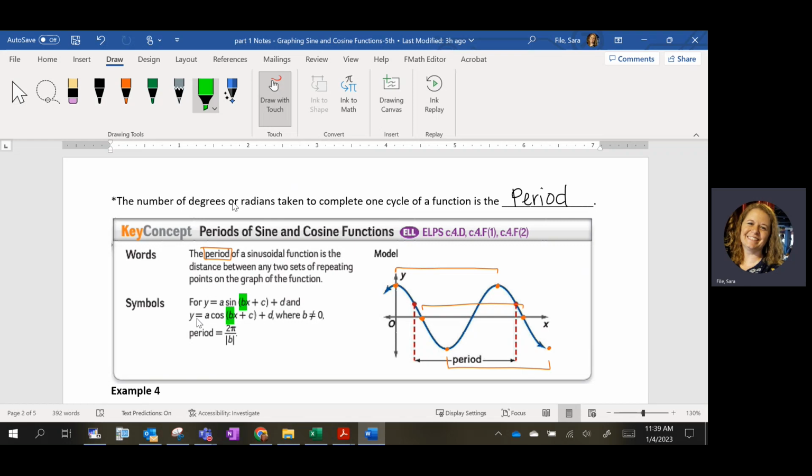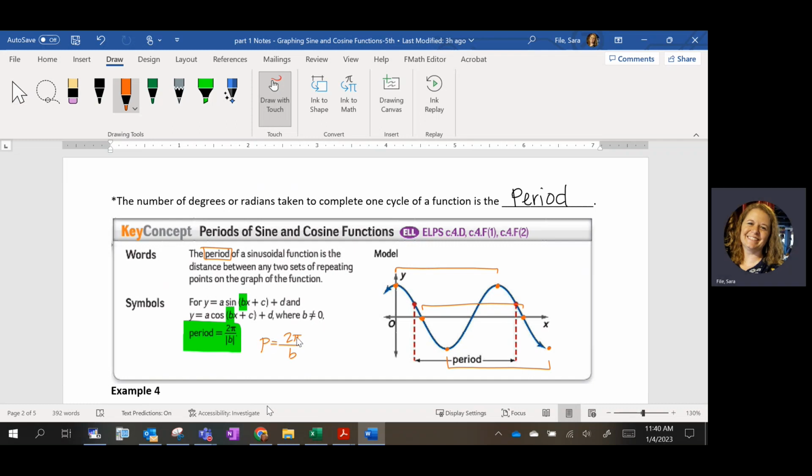Okay, and it's not just b. B is not the period. We use b to find the period. The period is 2 pi divided by the absolute value of b. You're not going to be working with any negative b values, so you really don't have to worry about the absolute value. So if you want to write it just as the period is 2 pi divided by b, that's good enough, because I'm not going to give you a negative b.